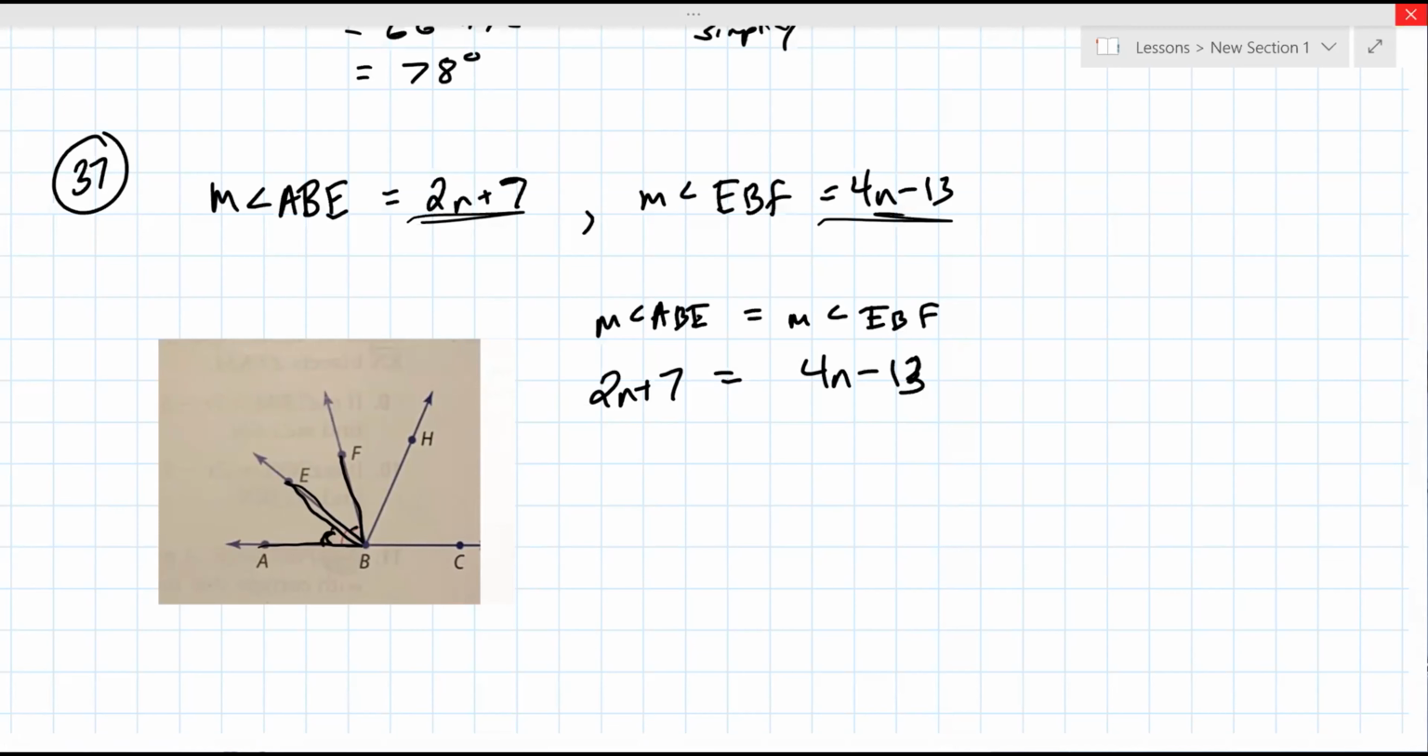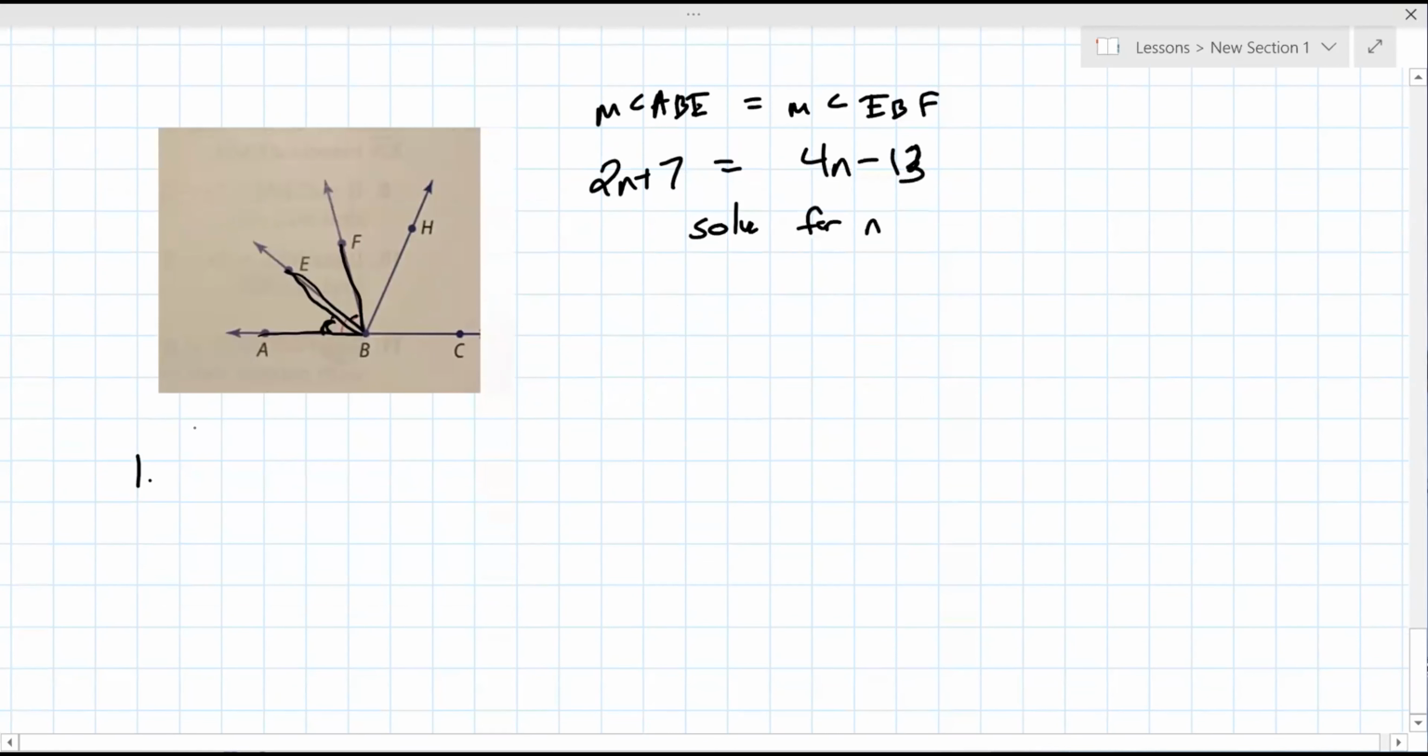So we found that the two angles are equal, so we set the expressions for them equal, and then you would solve for n. There's kind of two guiding principles here that you will want to think about when you're taking the quiz. The one is you oftentimes set things equal. And then the second is usually that they add up to something.